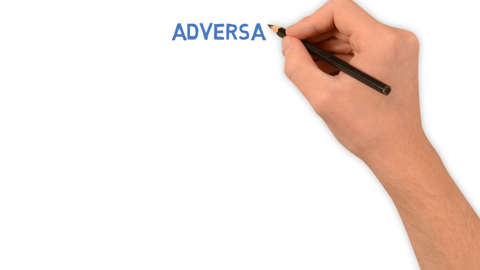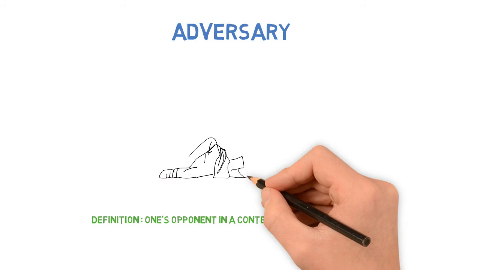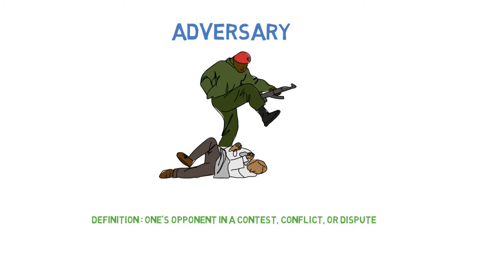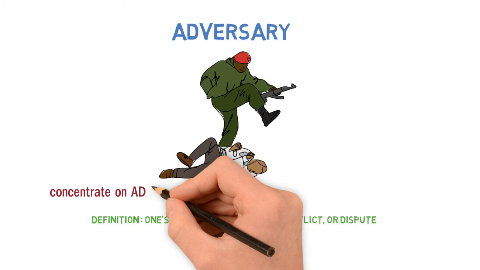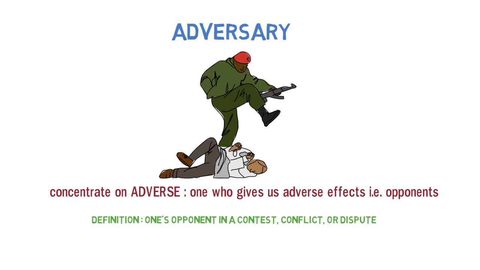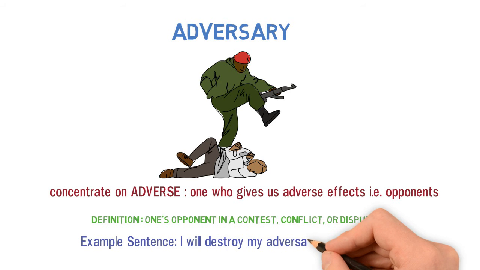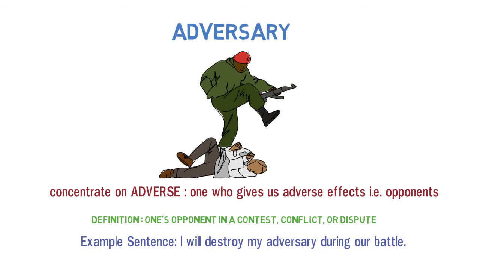Now, adversary. Definition of adversary is one's opponent in a contest, conflict or a dispute. Okay. And the mnemonic which we can use here is concentrate on adverse, one who gives us adverse effect, that is opponents. Means the one who gives an adverse effect. Okay, that is opponents. And the example sentence: I will destroy my adversary during our battle. Here you can see that there is a battle between India and Pakistan, and the Indian army is kicking the Pakistani army. So this was the statement of the Indian army before the India-Pak war.